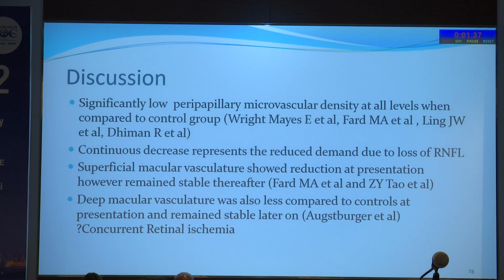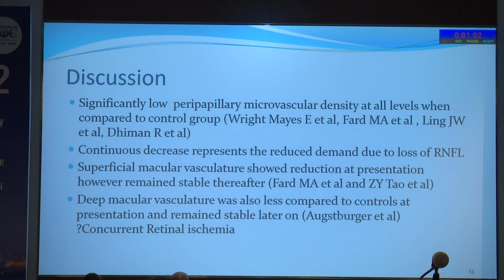So to conclude, the peripapillary vascular densities at all levels, at the superficial, mid, and choriocapillary levels, were decreased when compared to the control group, which is similar to what was found by various researchers. And this continuous decrease represents the reduced demand due to the loss of RNFL. Superficial macular vasculature showed reduction at presentation, however remained stable, which is similar to what has been reported by Fard and Tao et al. in their studies.